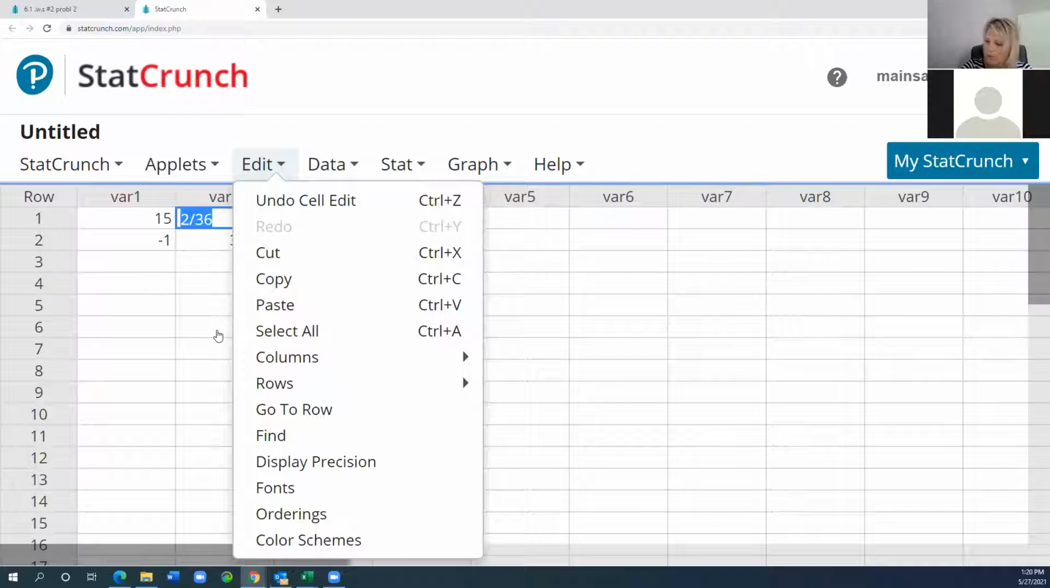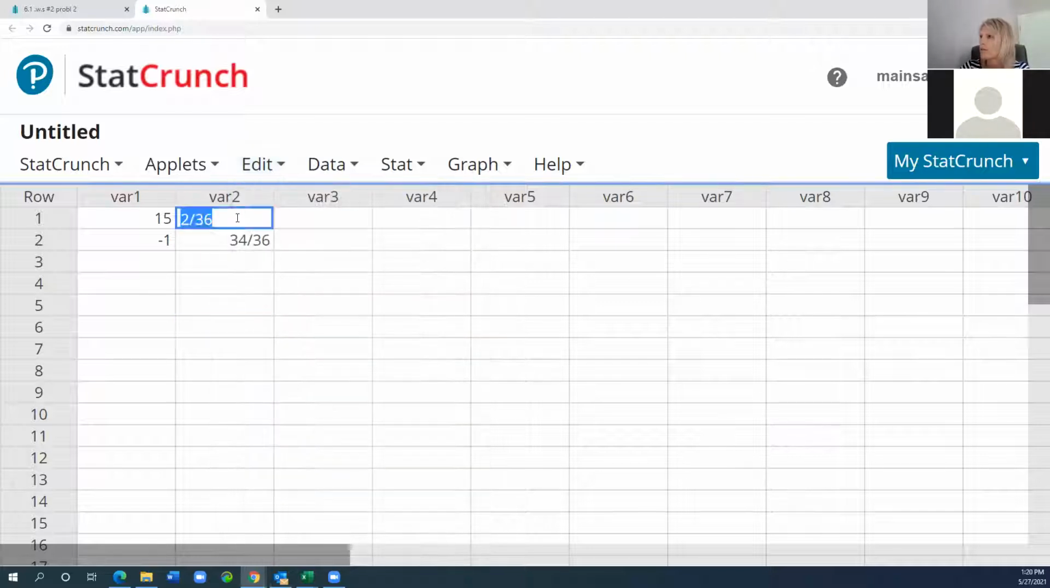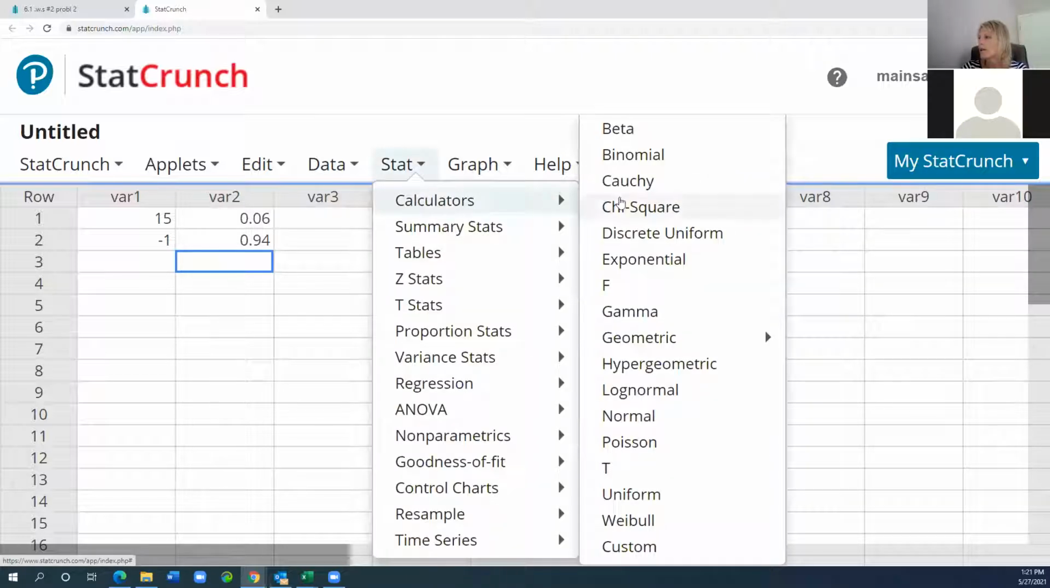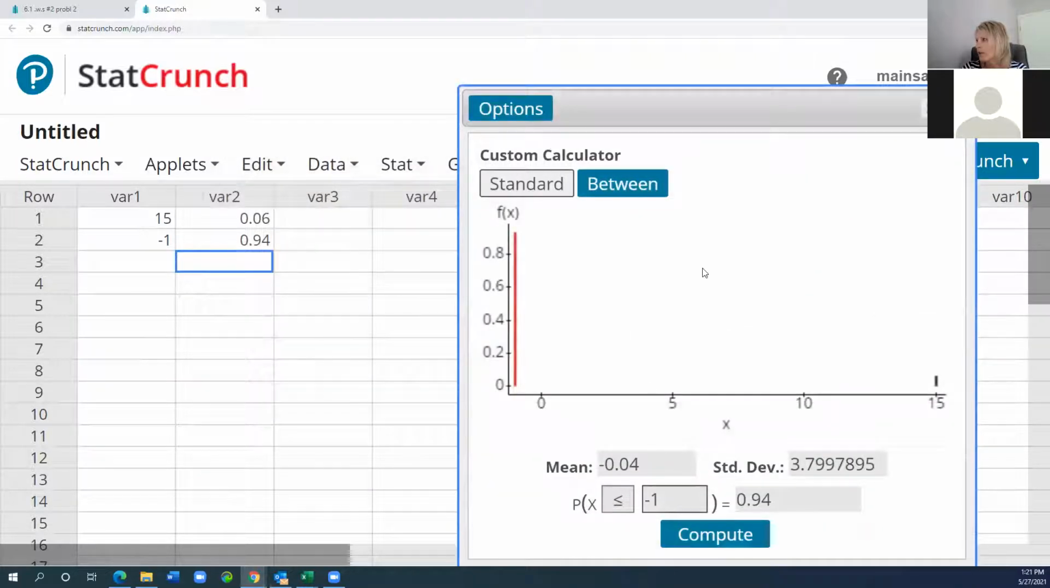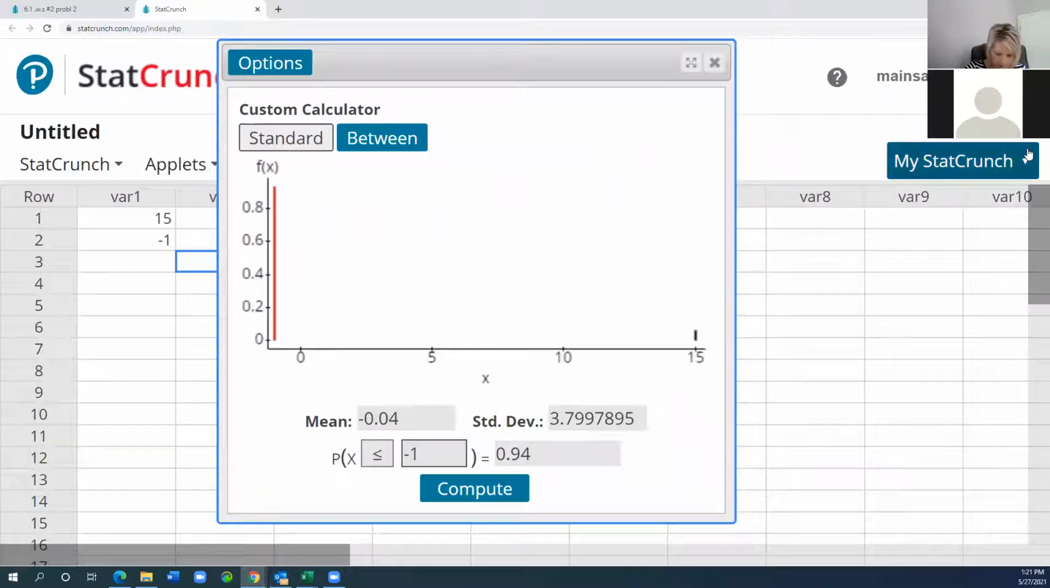It's going to be 0.06 and 0.94. Oh, it didn't like that, did it? 0.06. And that's going to be 0.94. Okay, there we go. So now we can go ahead and take calculators and custom, var 1, var 2, and compute. And there is our expected value. And sadly, we're expected to lose overall. Let's see. That says 0.04.